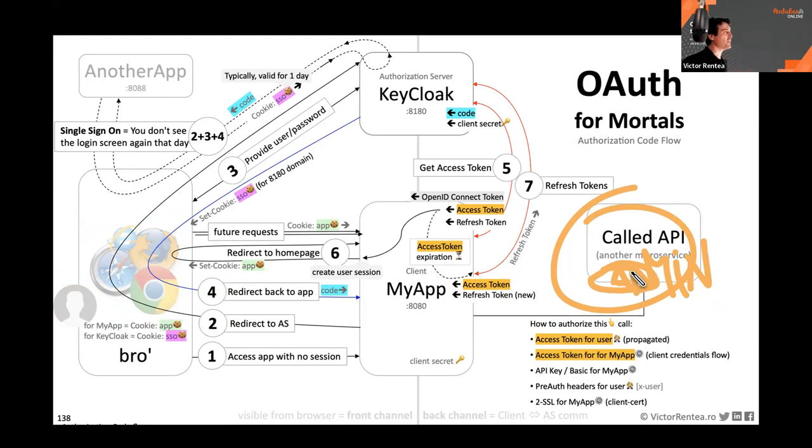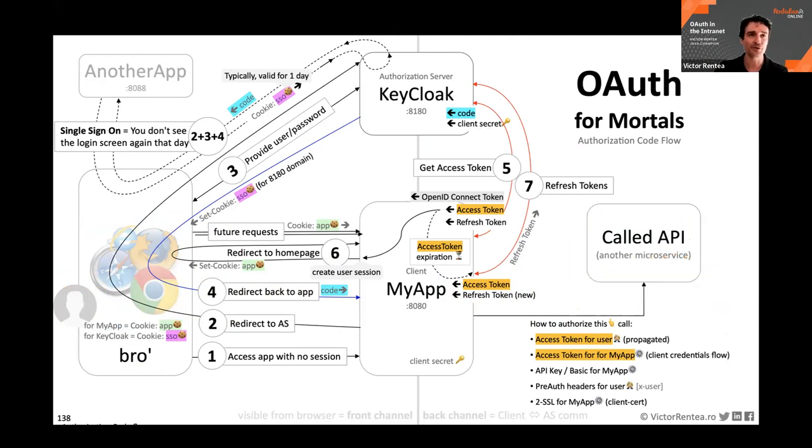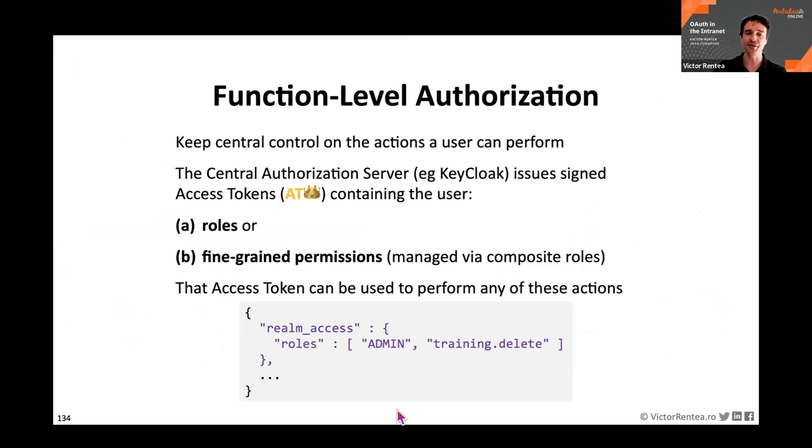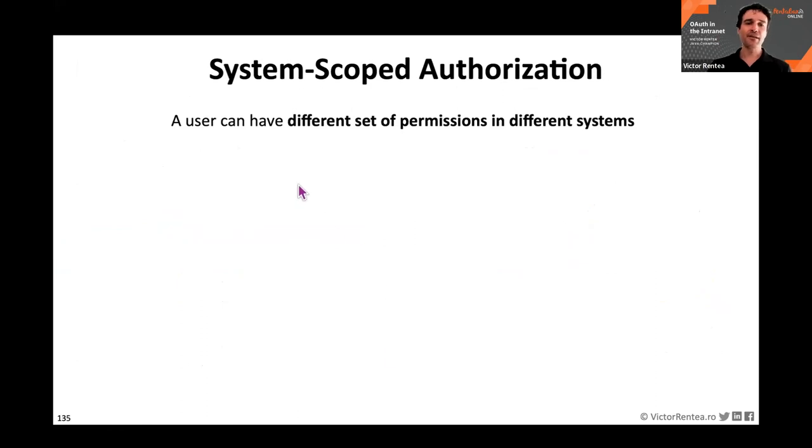There is all the difference between global roles and application scoped roles. This is what I want to go to next. So the ones that you saw just now here, these are realm roles, which means ecosystem-wide. Ecosystem-wide access is admin. I bet many times that would not be enough. So that's why we need system scope authorization. What the heck is that? It's when a user can have different permissions in different systems.